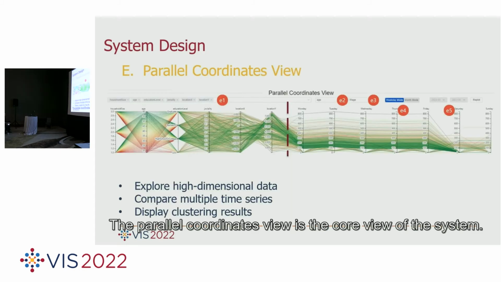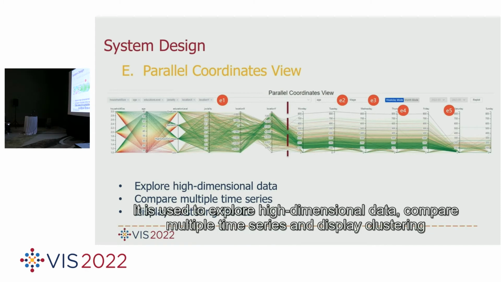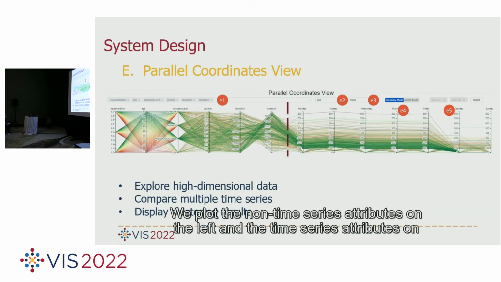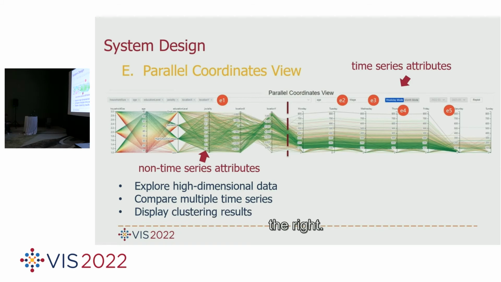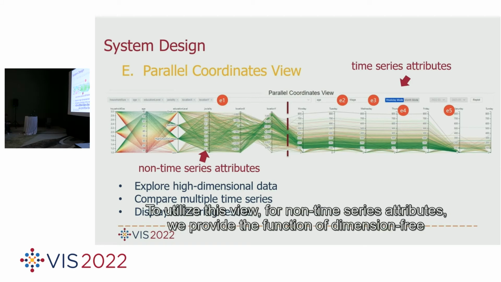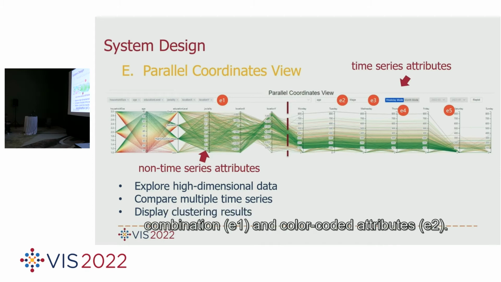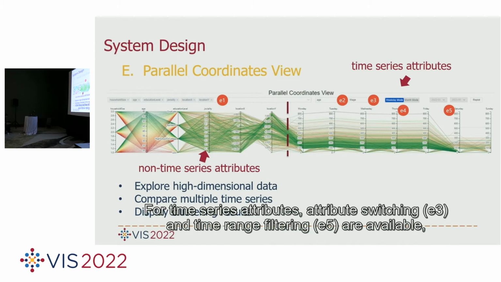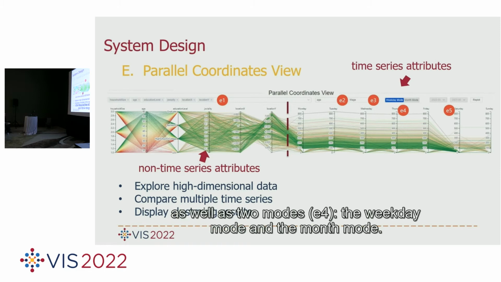The parallel coordinates view is the core view of the system. It is used to explore high-dimensional data, compare multiple time series, and display clustering results. We plot the non-time series attributes on the left and the time series attributes on the right. For non-time series attributes, we provide the function of dimension-free combination E1 and color-coded attributes E2. For time series attributes, attribute switching E3 and time range filtering E5 are available, as well as 2 modes E4. The weekday mode and the month mode.